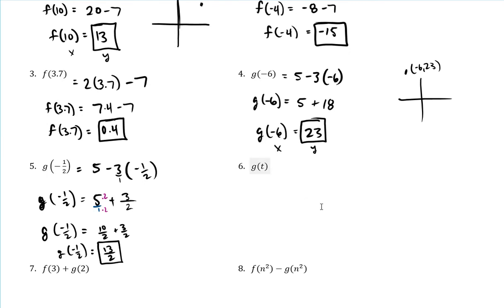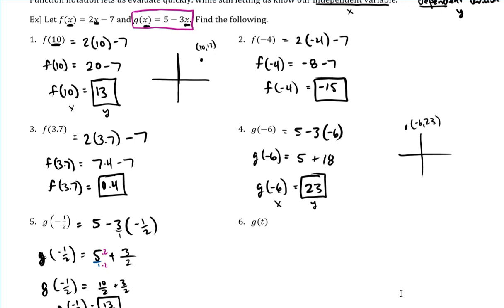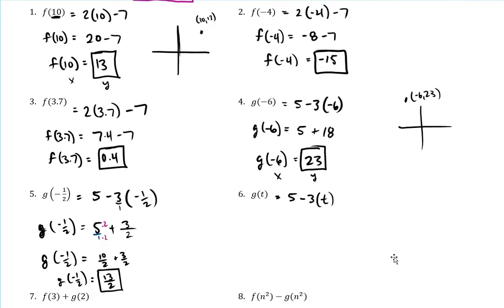All right, for number 6, they use the letter T. So they can change it into letters if they want to. It doesn't always have to be numbers. It's still done the same way. So they're still saying wherever you have x in this first problem, change it into this T. The left side's already done. The right side would be 5 minus 3, and then times t. And here's what's usually good about letters.